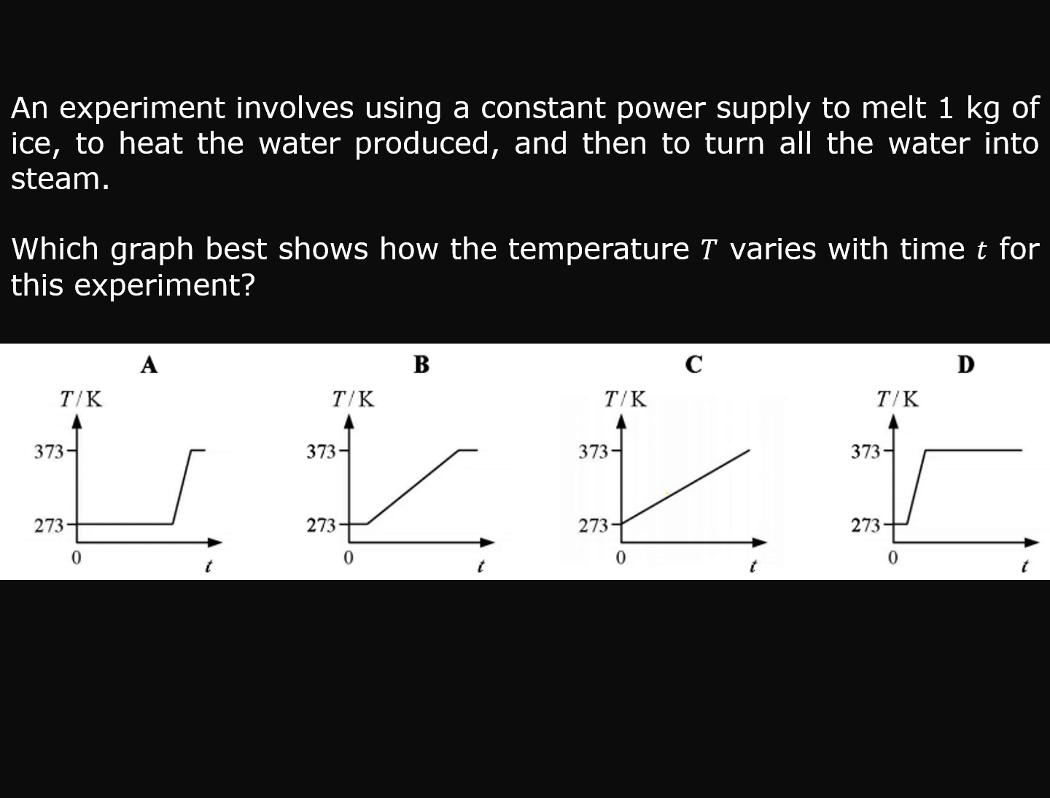An experiment involved using a constant power supply to melt 1 kg of ice, to heat the water produced, and then to turn all the water into steam. Which graph best shows how the temperature T varies with the time t for this experiment?